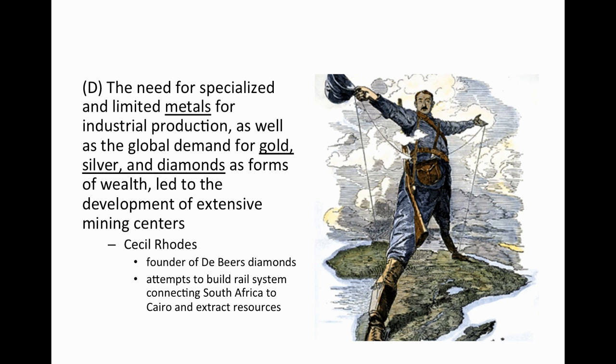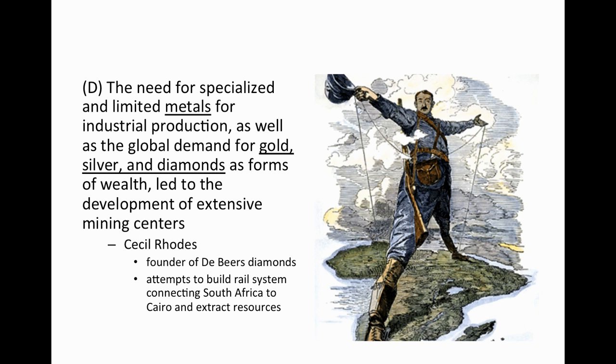All right, subconcept D, the need for specialized and limited metals for industrial production, as well as the global demand for gold, silver, and diamonds as forms of wealth led to the development of extensive mining centers. So again, try to remember, this would be a commodity or a raw material that's coming out of Africa. Minerals, metals, and gold and silver and diamonds were the most luxurious or precious of those metals.